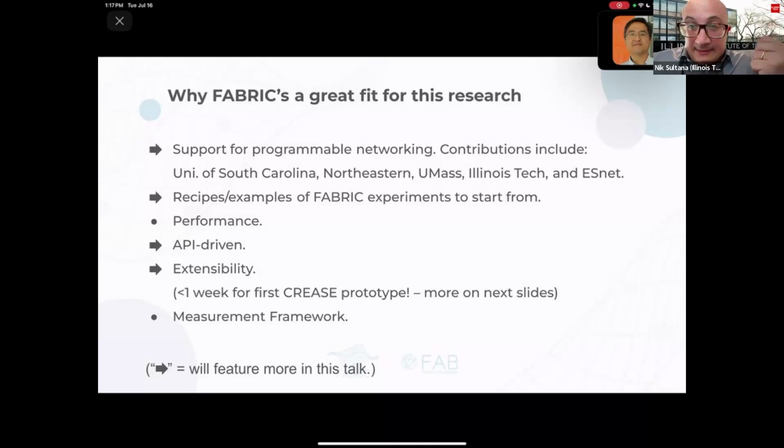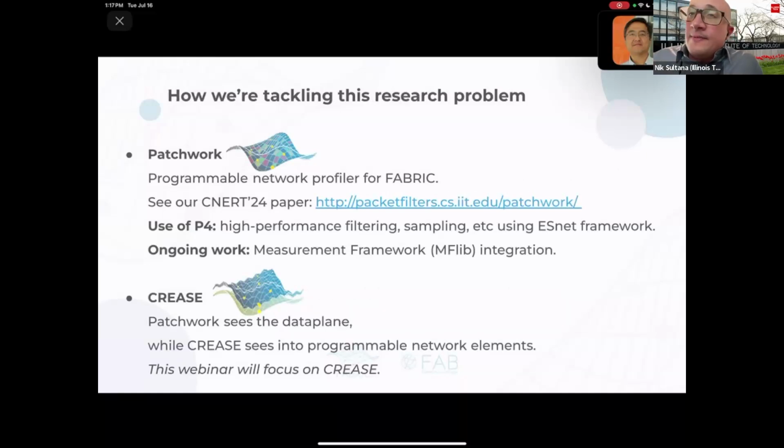And finally, the measurement framework, which is something that I won't go into much in this talk. It shows up in one of the projects I'll talk about, but it's something which we're increasingly making more use of. So we're tackling this problem in two ways. So the first project is Patchwork. What this does is it allows you to get visibility across the data plane on Fabric on all its sites. So we have a paper that describes the initial approach to this, and since the paper was published, we've done a lot more work to extend it and improve its performance, improve its visibility, improve its features. So we'll be making public more work related to that.